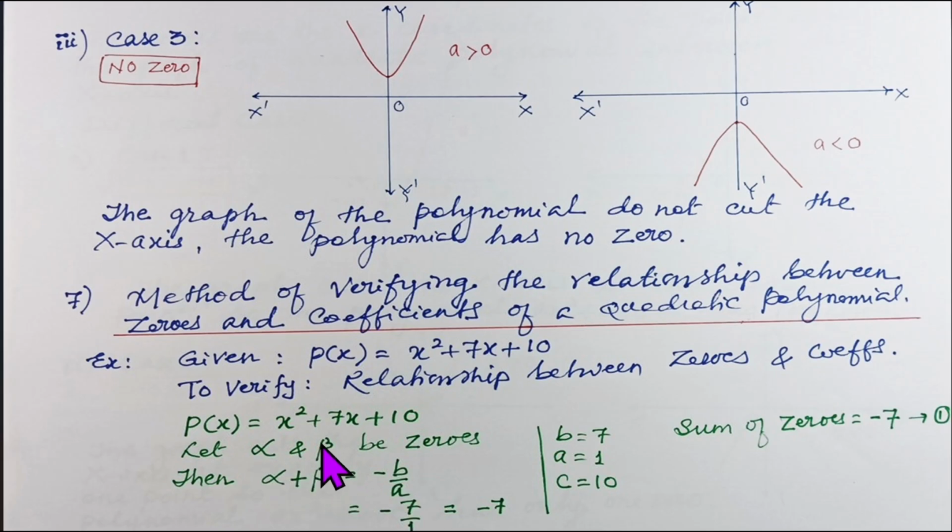So let us assume here alpha and beta are the zeros, then alpha plus beta must be equal to minus b by a. And what is b here? It is 7. And what is a here? 1. Therefore minus 7 by 1, that is minus 7. So we have the value of alpha plus beta as minus 7.